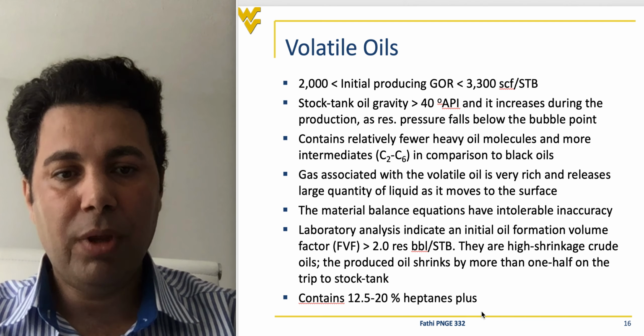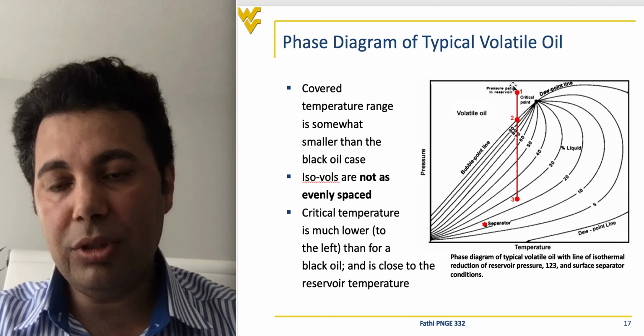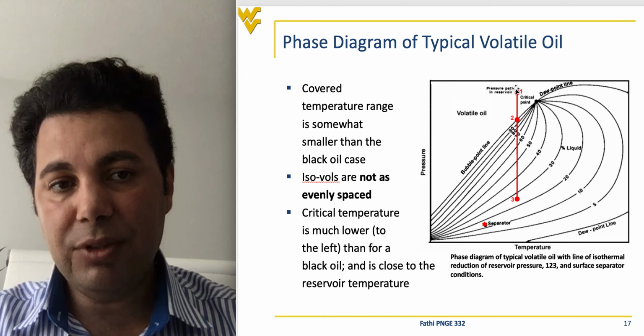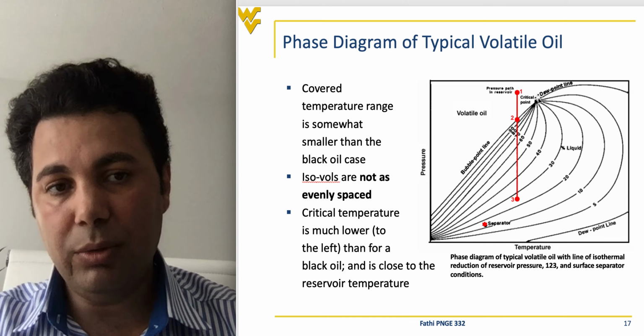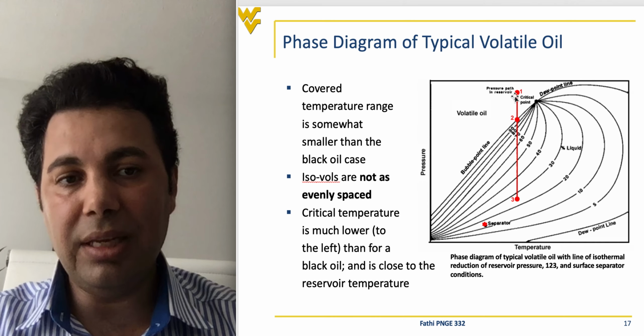The reservoir condition is falling on the left side of the critical point. So if you remember, we said wherever your critical point is, if your initial reservoir temperature is less than the critical temperature of the envelope, or you are falling on the left side of the critical point, then you have liquid. If you fall on the right side, then you have gas. So this is still on the left side.